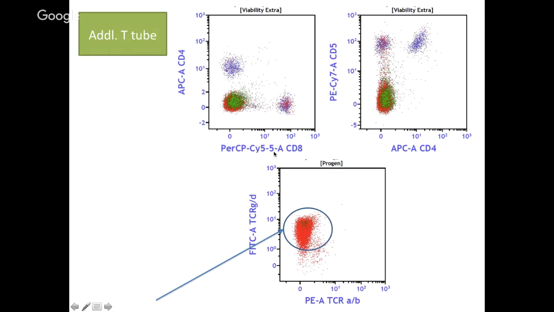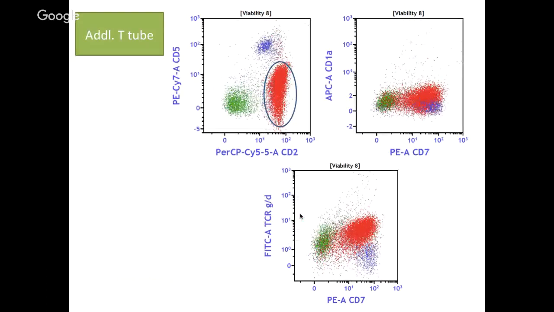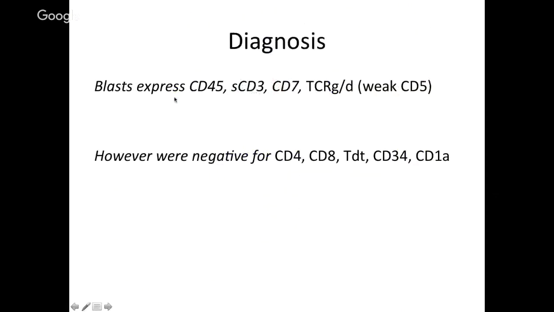And we did TCR gamma delta. It was nicely positive. CD1a negative. TdT was negative. 5 was weakly positive or negative. 34 is negative. 7 strongly positive. So to conclude, the blasts expressed strong 45, surface CD3, CD7, TCR gamma delta, and weak 5.